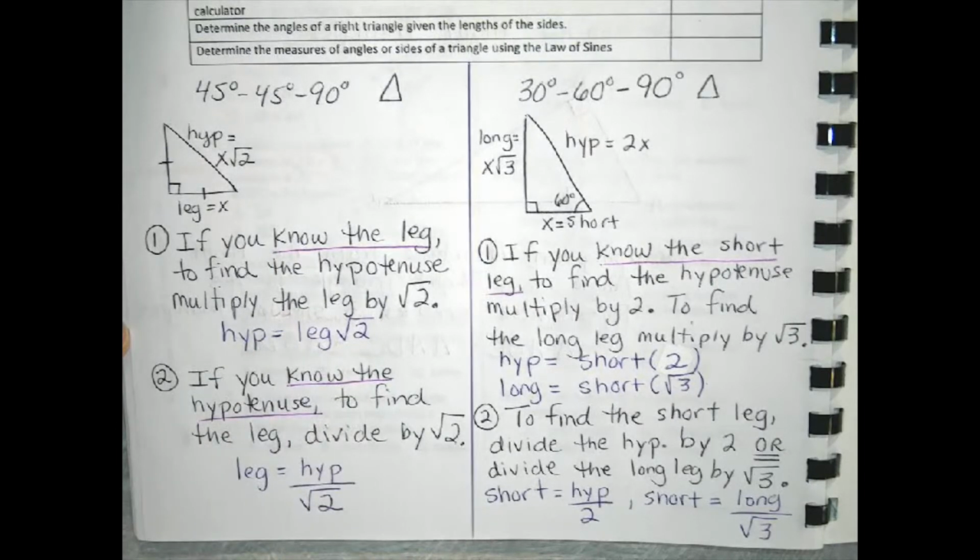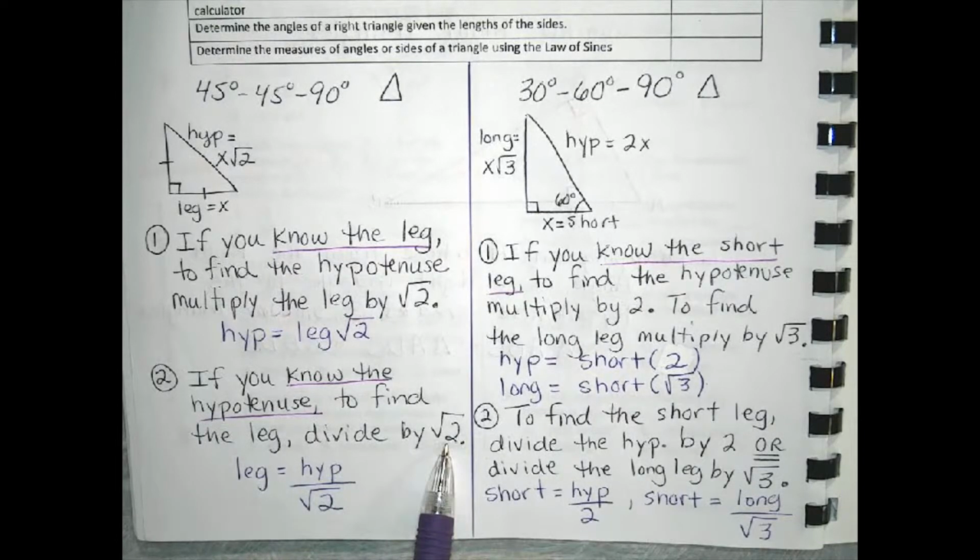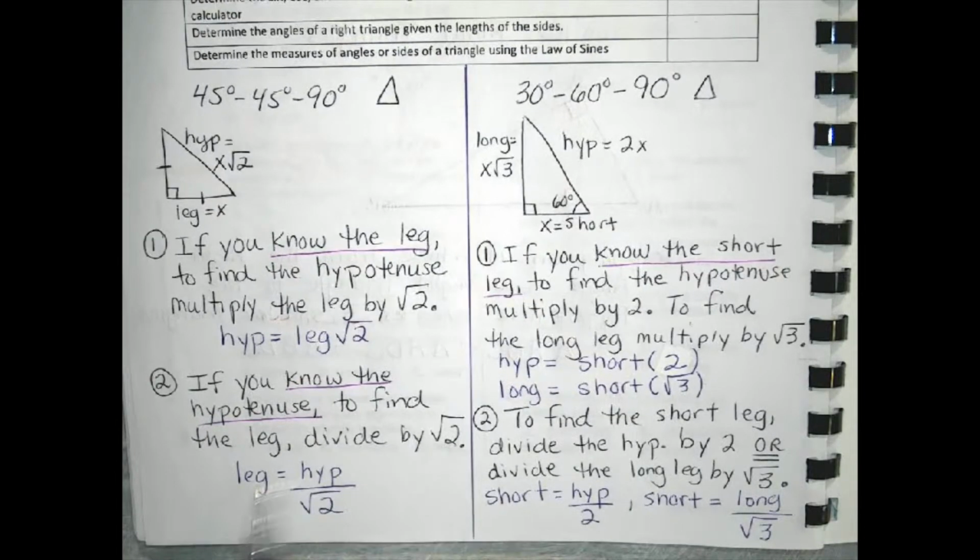square root of 2. The other type of problem you will frequently encounter is a situation in which you know the hypotenuse, and instead of finding the hypotenuse, you need to find a leg. So you would simply divide the hypotenuse by the square root of 2. So to find the leg, you do hypotenuse divided by the square root of 2. We will do some examples later that will hopefully make more sense.